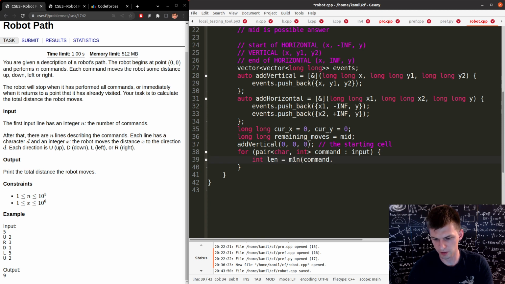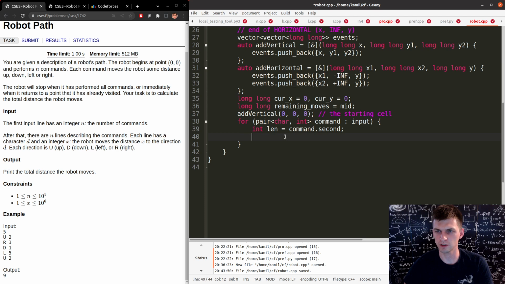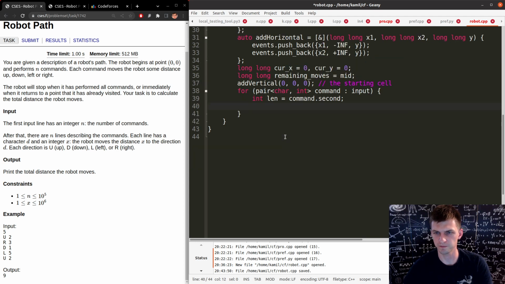Command second, maybe let's do it like that. I cannot take the minimum of int and long. That doesn't work in C++. If this is bigger than the remaining moves, then minimize. If this is 0, then break.